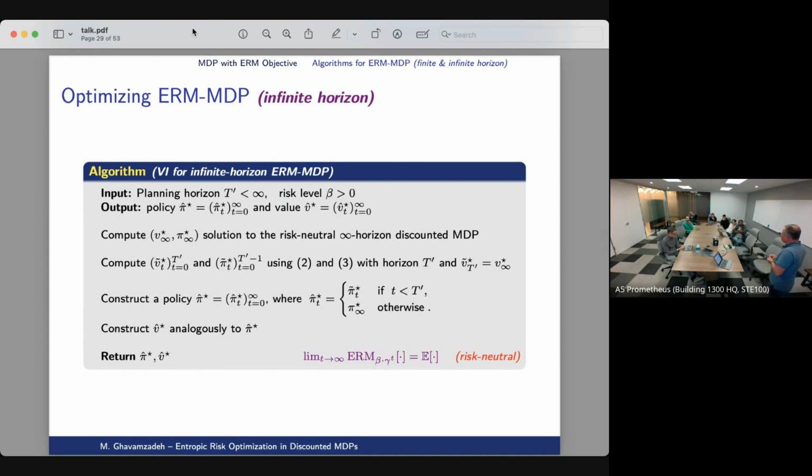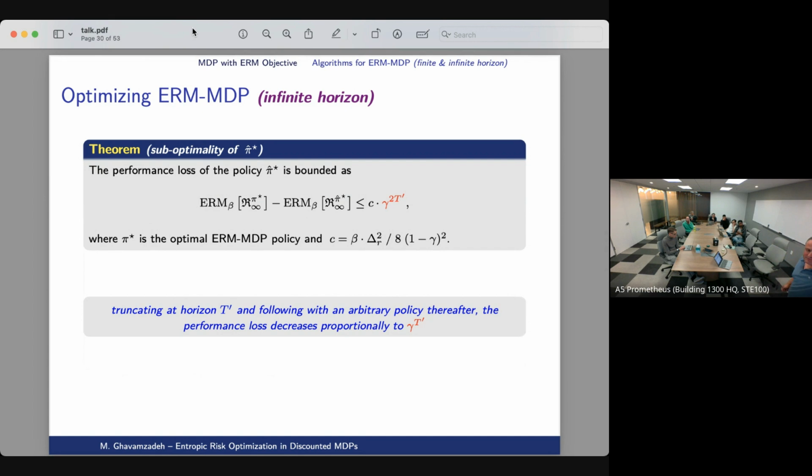So now the main question is how large this T prime should be, and this is how we can bound it. The difference between the solution of the original infinite horizon ERM and the solution that we return is less than C times gamma to the power 2T prime. C is related to gamma as 1 over 1 minus gamma squared, and delta R is the range of your reward. Beta is the risk parameter, and T prime is this. So basically, the larger you choose T prime, the less you lose, which is obvious. The smaller T prime you choose, you reduce your computation because that backward process becomes simpler or shorter, but you lose more.